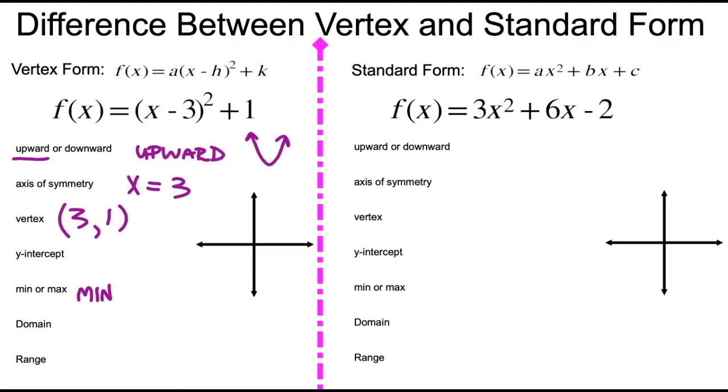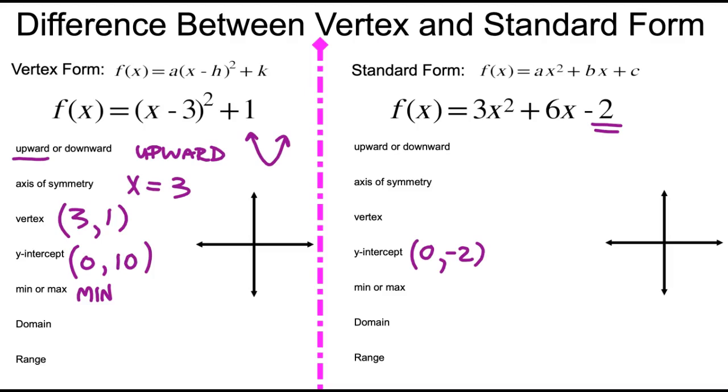This one gets them every time. It's not 1. The y-intercept is where x is 0. So the y-intercept is the constant when it's in standard form, like over here. That has a y-intercept of -2. But this is in vertex form, so at the y-intercept, x is 0. So what do you get when you put 0 in for x? You get 10. You get 0 minus 3 squared, which is 9, plus 1 is 10.